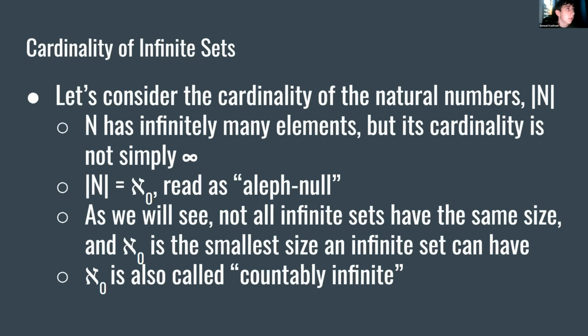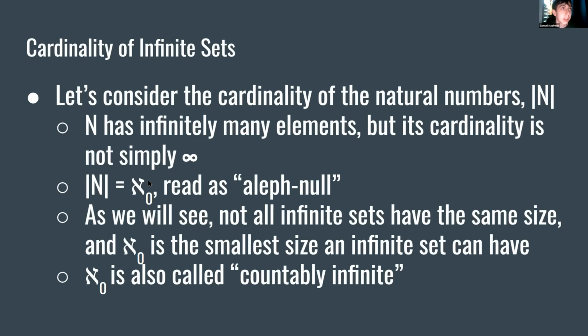So we write the cardinality of N, the natural numbers, as aleph null. It's this Hebrew letter aleph, which looks sort of like an N, a little more stylized, and then it has a subscript 0. This is aleph null. This is the number of elements, or the cardinality, of the natural numbers.